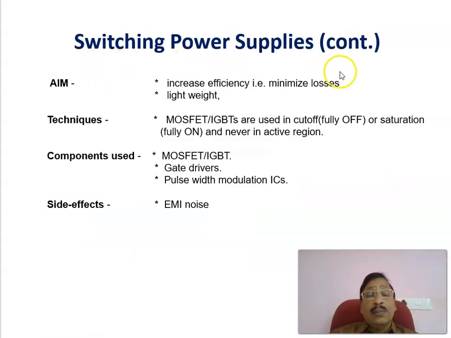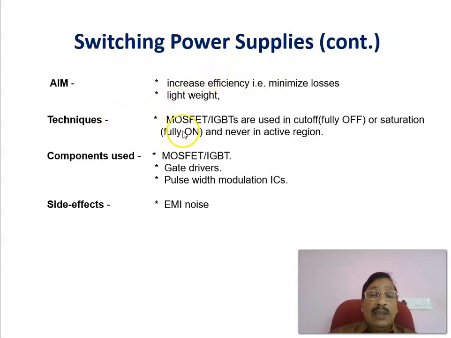In switching power supplies, the semiconductor devices are used as switches, and because of that, one aim is to increase the efficiency by minimizing the loss, as well as to make it lightweight. Since it is operating at a very high frequency, the size of the inductor is less, and once the size is less, the volume and weight are less. Therefore, the weight is less and the efficiency is more in the case of the switch mode power supply.